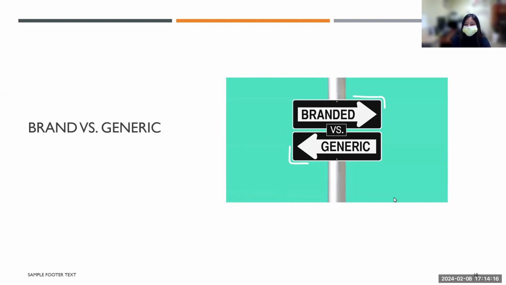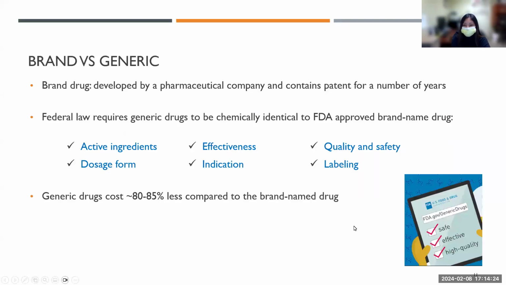Okay, so moving on to our next objective. Now we're going to define brand versus generic. So brand versus generic drugs. Let's start with defining a brand drug. A brand drug is a drug that is developed by a pharmaceutical company and contains a patent for a number of years. What I mean by patent is that the pharmaceutical company has the right to develop this drug for a certain number of years and sell it at the price that they designate. So typically a patent is around 20 years or so.